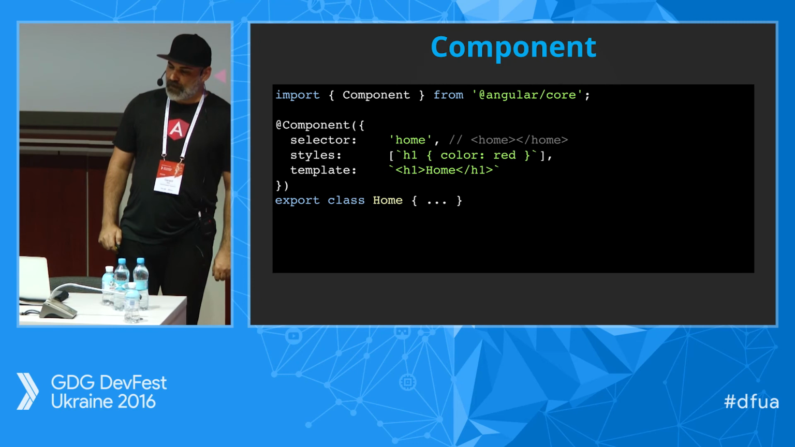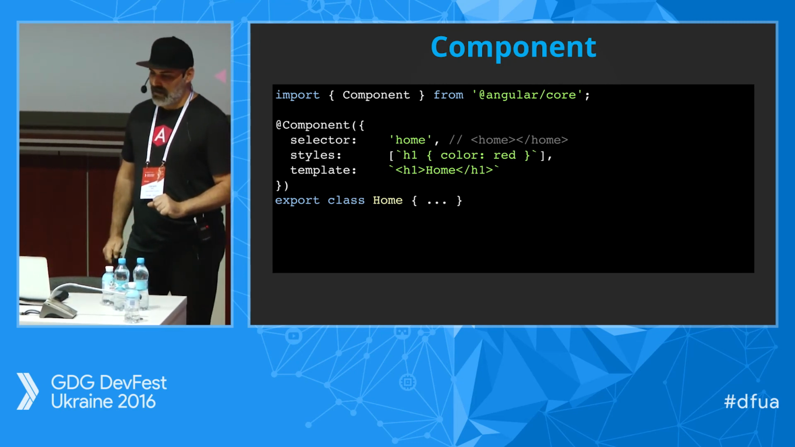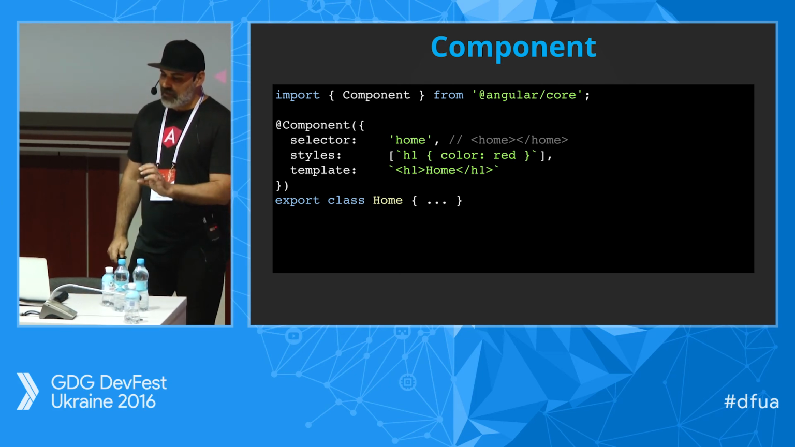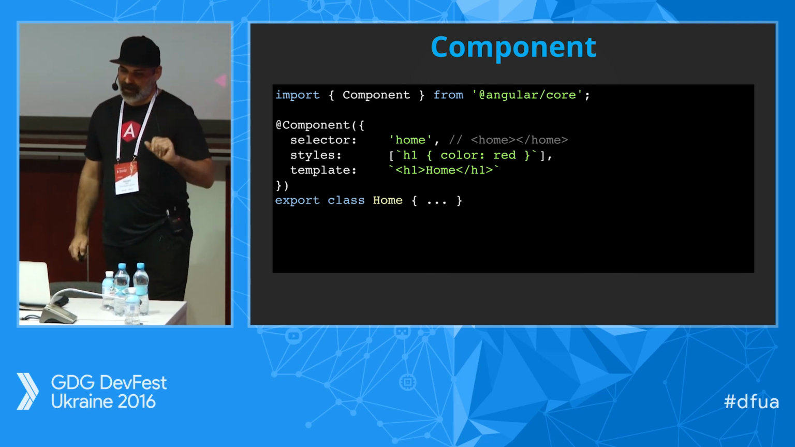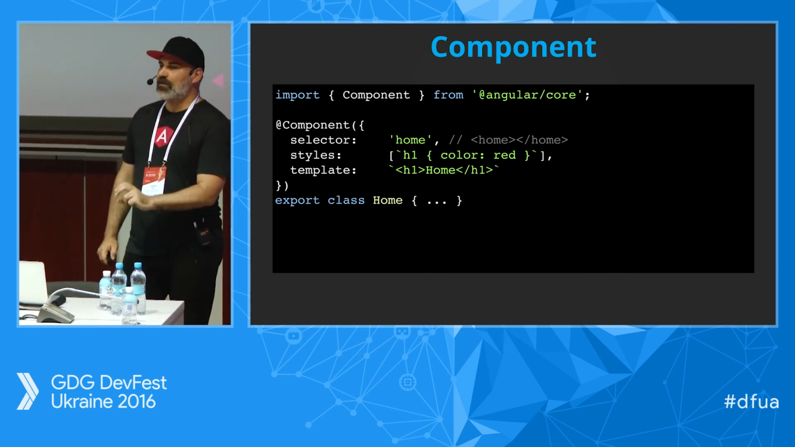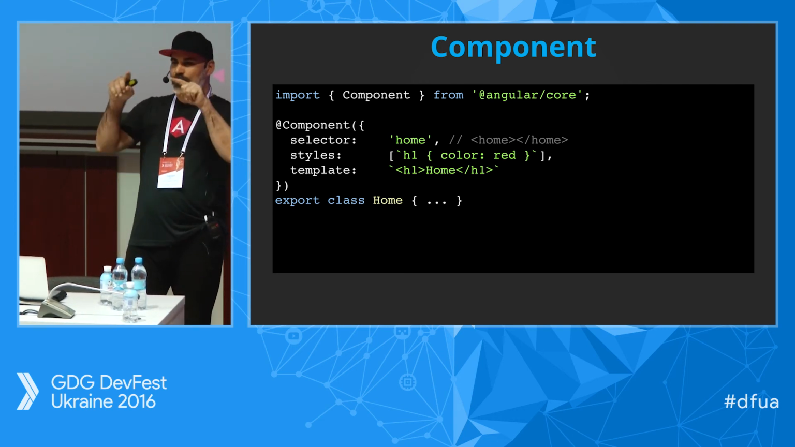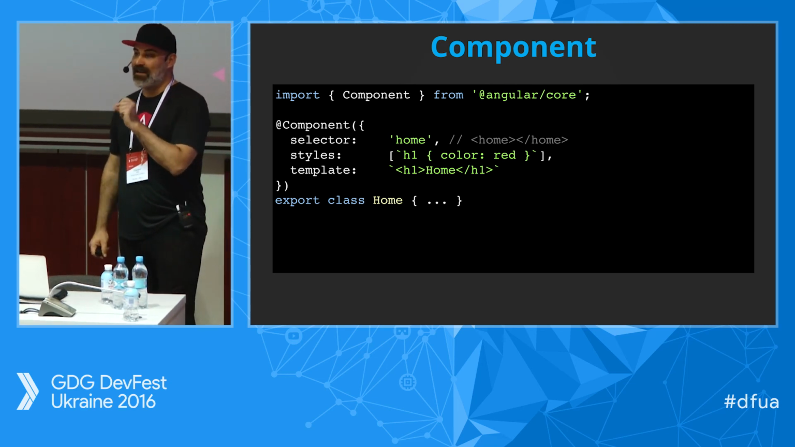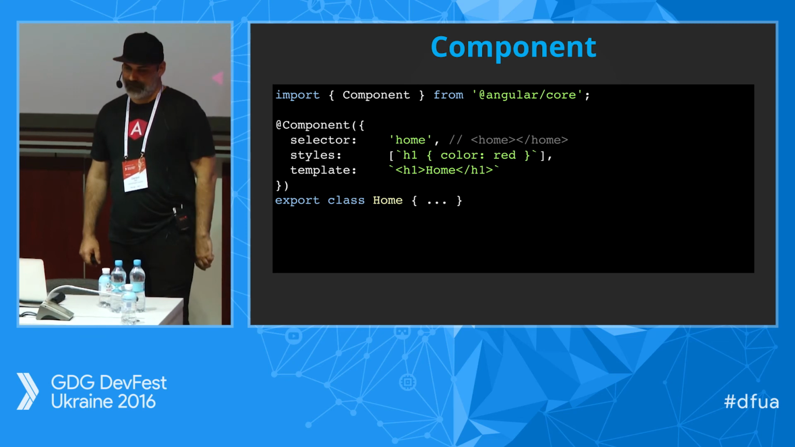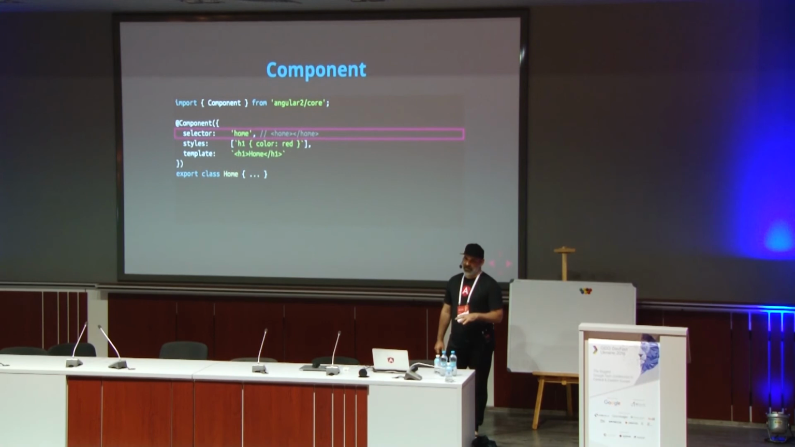Then for the component, we have seen that we can import the annotation from the core. And then we use the selector, which will select this HTML element in the template. And we are using element selector, but if we wanted to use an attribute, we could use the square brackets, for example. Or if it was an ID, we will use the hash. So this is not the full CSS selector specification, but all the common selectors will work.